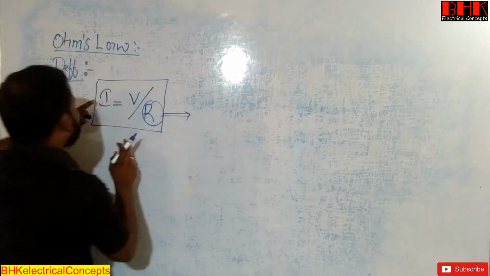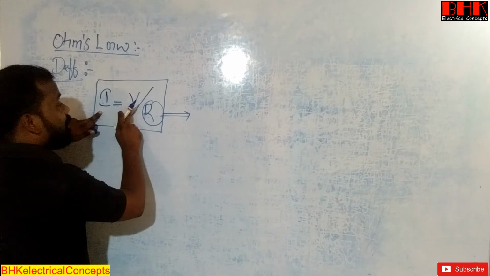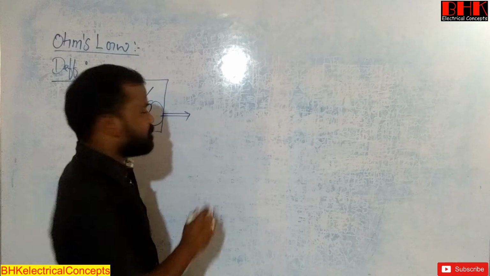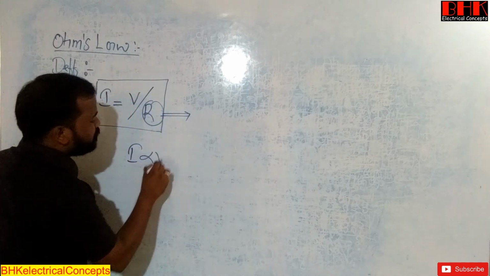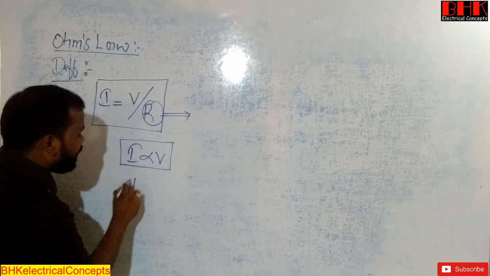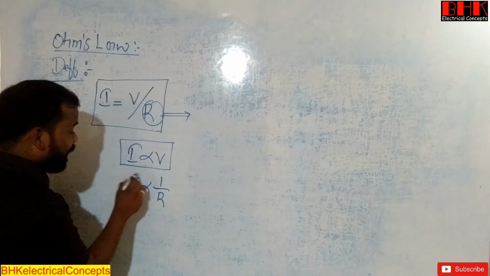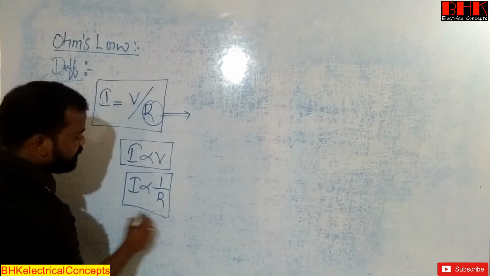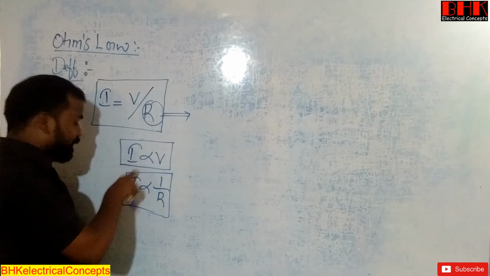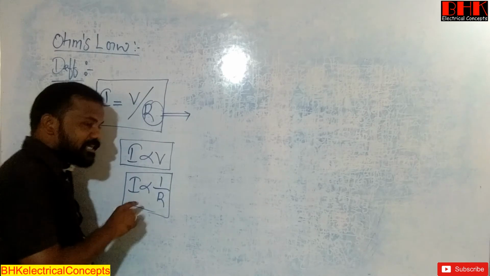Based on this equation, I is directly proportional to the applied voltage, but I is inversely proportional to resistance. The relation between I and R is that I is directly proportional to 1 by R, or we can say I is inversely proportional to resistance. If you apply some voltage, the current value will change, but resistance and current are inversely proportional.